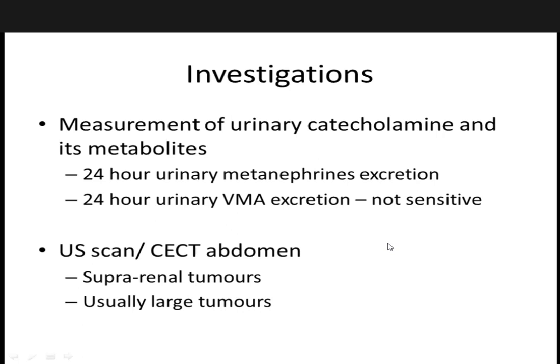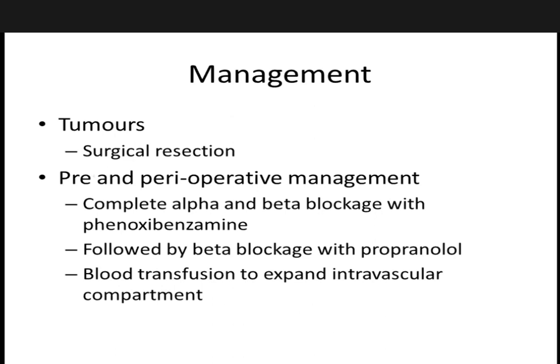So that is the investigation which we do to screen or confirm pheochromocytoma, right? In addition, usually they have large suprarenal tumors. So sometimes even an ultrasound scan of the kidneys and suprarenal region will pick up the large adrenal tumors leading to pheochromocytoma. If you miss it with the ultrasound scan, or for further differentiation, you can go ahead with a CT of the abdomen. So management: if you find an adrenal tumor leading to pheochromocytoma, the ultimate treatment option is surgical resection.